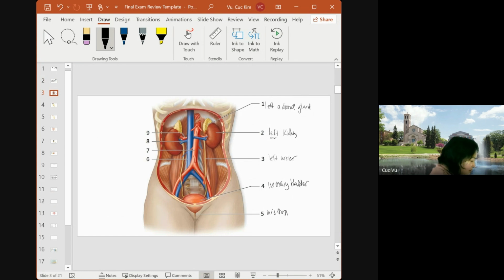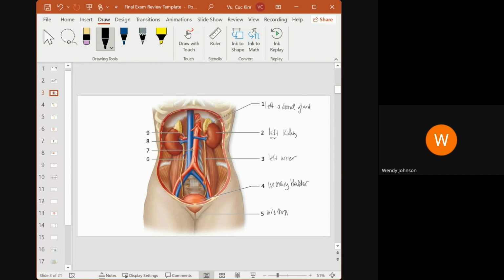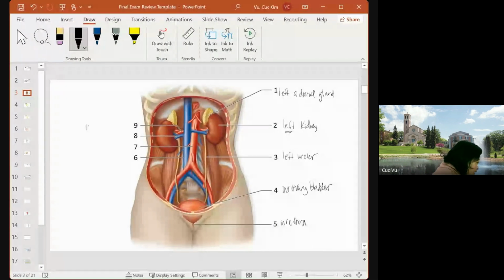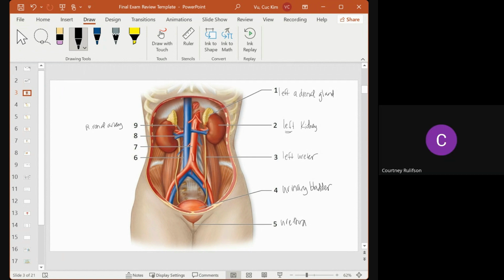What's number 9? The right adrenal gland. No, it's kind of hard to see, but it's pointing to the red structure. Let's see if I can make it bigger. Is that the right renal artery? Yes. Renal artery, which makes number 8 the right renal vein.